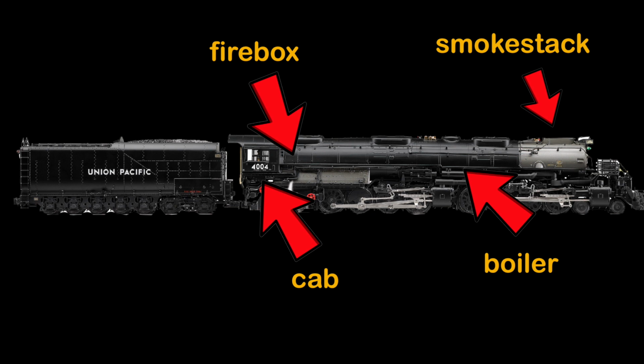The rail car just behind the cab is called the tender. Tender is another name for coal car. Because most steam engines are powered by coal, they carry their fuel with them.